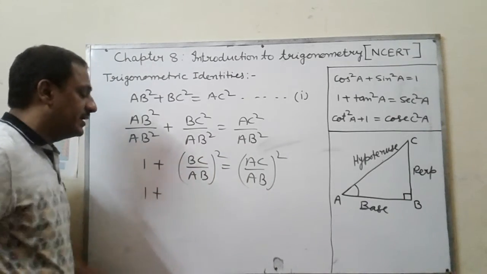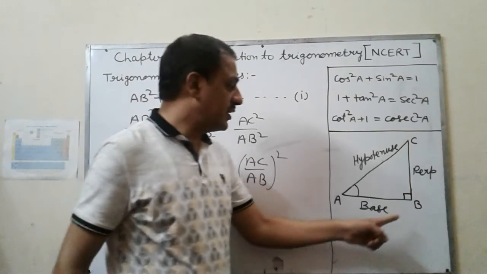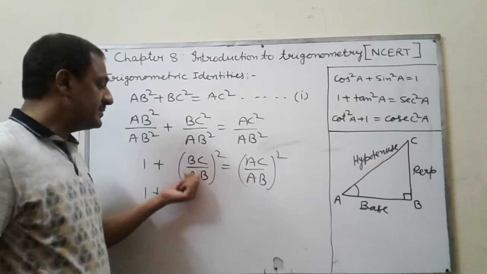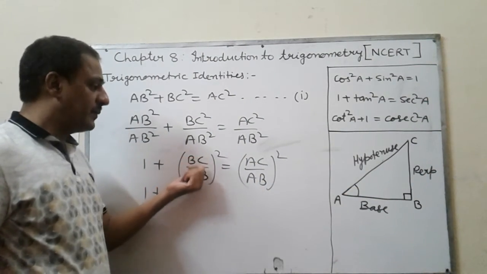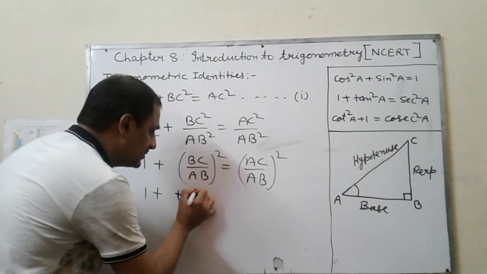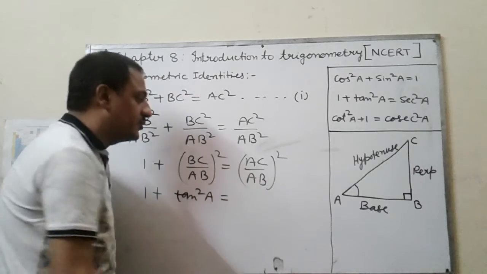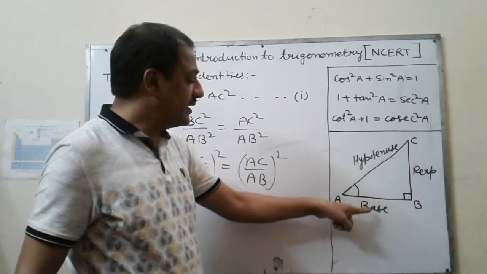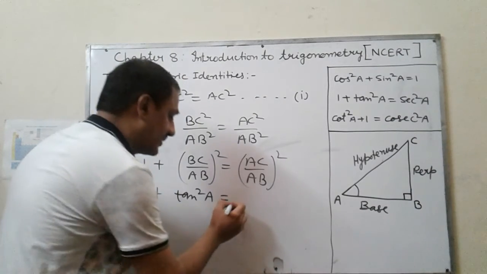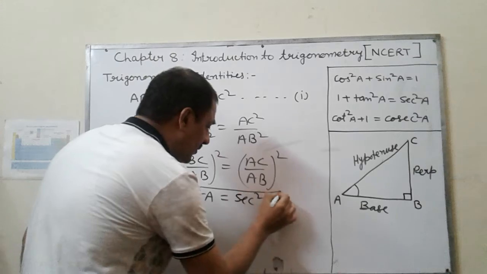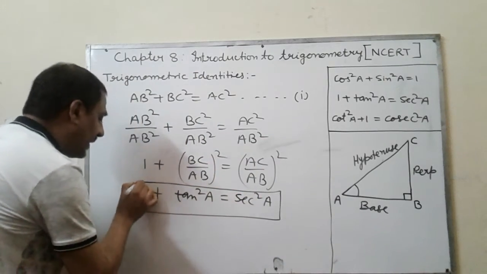1 plus, here BC upon AB. BC is the perpendicular, perpendicular upon base. Here AB is the base and BC is the perpendicular. Perpendicular upon base is equal to tan. Tan square A is equal to AC upon AB. AC is the hypotenuse. Hypotenuse upon base is equal to sec. Sec square A. This is the proof of the second identity.